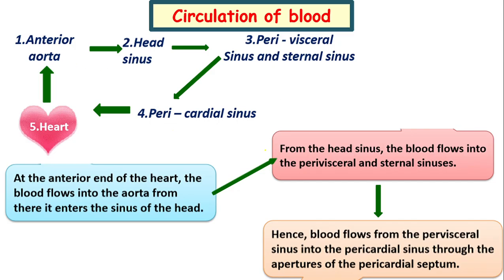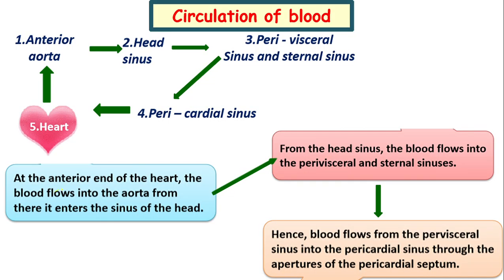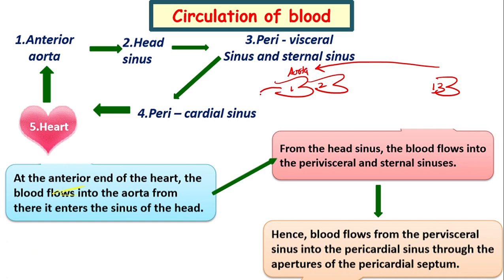Let's see the flow of blood. Just remember this is 1, 2 and this is the 13th one. So blood will flow from the 13th to the first one, that is nothing but your aorta. From the aorta, blood is going to enter into the head sinus. From the head sinus, blood is going to enter in two ways: either into the visceral sinus or into the sternal sinus.